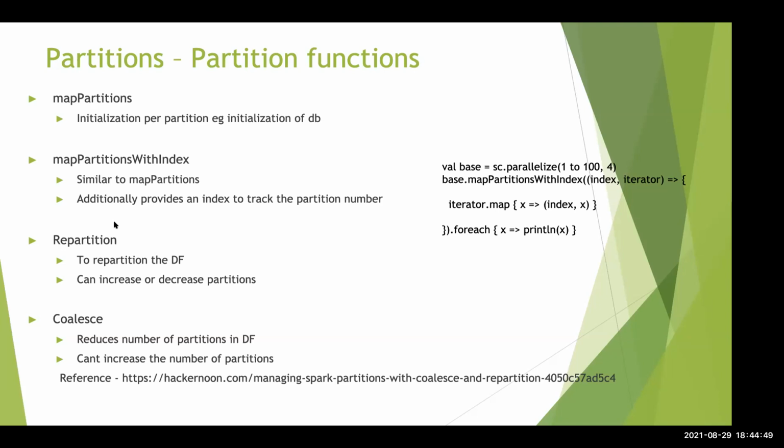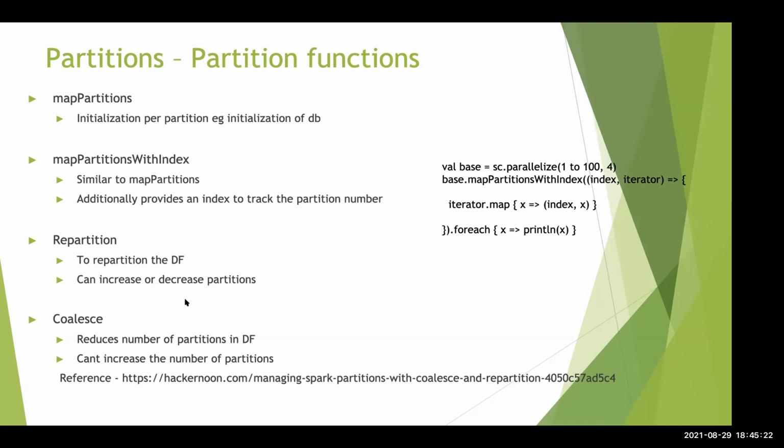So repartition. I think we discussed repartition earlier also. You can repartition the data frame or data set. With repartition, you can increase or decrease the partitions. With coalesce, if you see the implementation of coalesce, it calls repartition only, but repartition in Spark code has a parameter called shuffle equal to true or something. So with coalesce, it just passes that as false. Coalesce reduces the number of partitions. It can't increase the number of partitions.